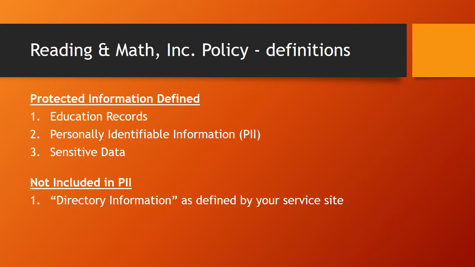Some service sites include things such as student's name, address, or telephone number in this type of directory information. However, this varies site to site, and you have to check with your site to see what they include in directory information. Some specific examples could be information that is included in a yearbook or sports or extracurricular rosters, things that are readily available to outside parties.